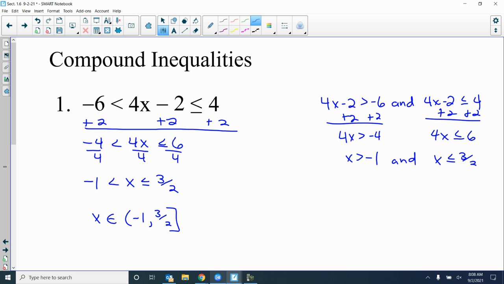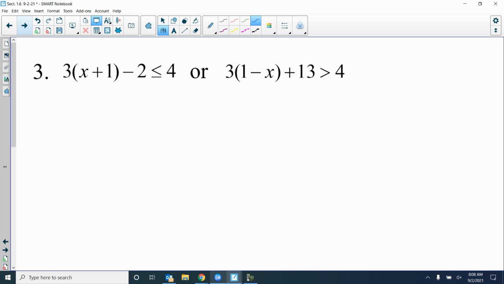Like you could rewrite them like this. You cannot write the word or. If it has the word or, you cannot combine it into one problem. You've got to keep it as two different problems. So the only way you can do an or is if you've got one statement here or the other statement.